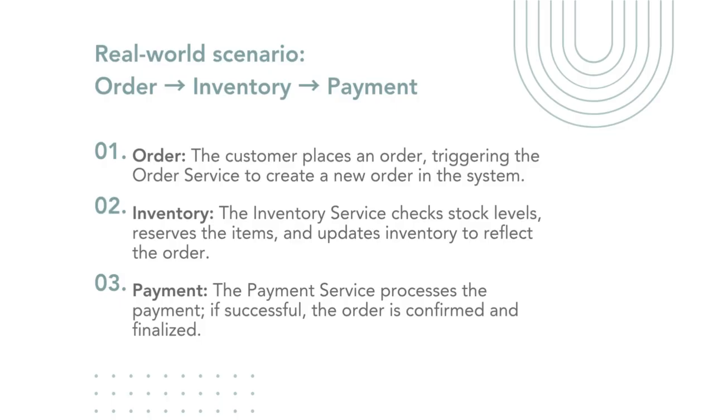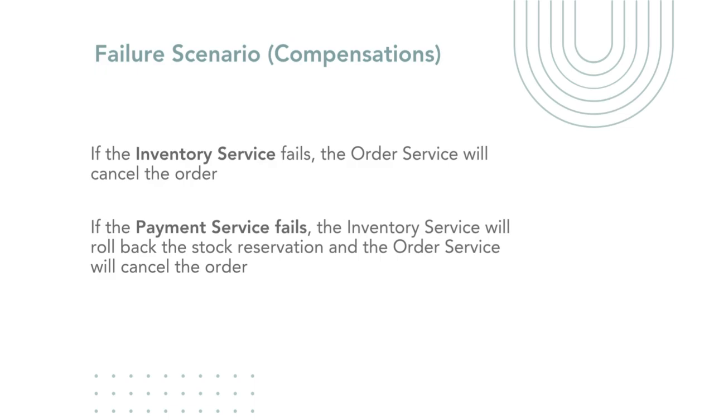So we'll use a real-world scenario here, where there's an order service, an inventory service, and a payment service. The customer places an order, triggering the order service to create a new order in the system, and then the inventory service is triggered, where it checks for stock levels, reserves the item, and updates inventory to reflect the order. And then the payment service is called, and it processes the payment, and if it's successful, the order is confirmed and finalized. And then we have our failure scenario, the compensations.